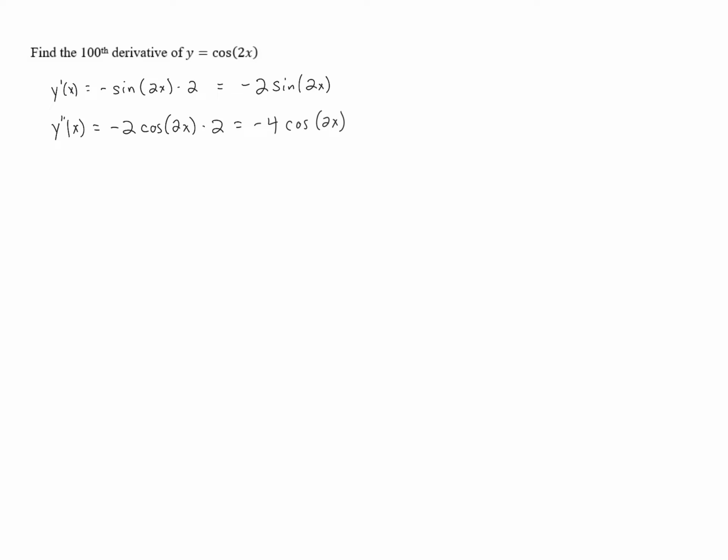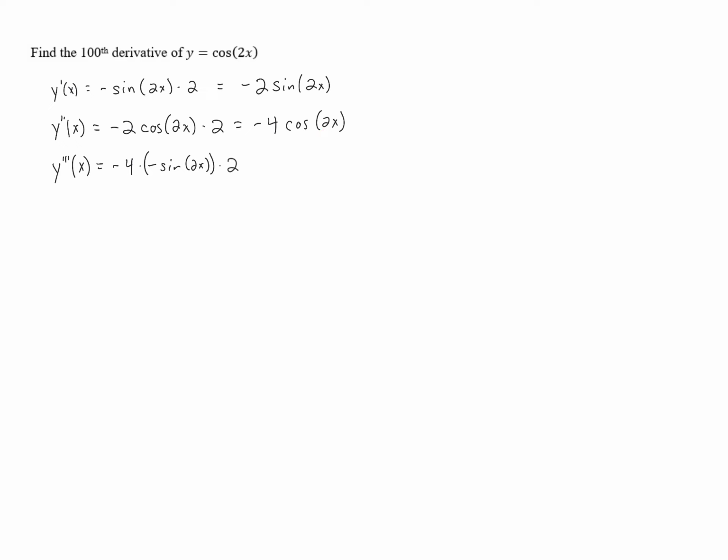Good. All right, let's take another derivative. The third derivative here, we're going to keep that negative 4 out front, and then we're going to differentiate cosine of 2x. The derivative of cosine of u is negative sine of u, so negative sine of 2x, times the derivative of 2x again, gives us another 2.